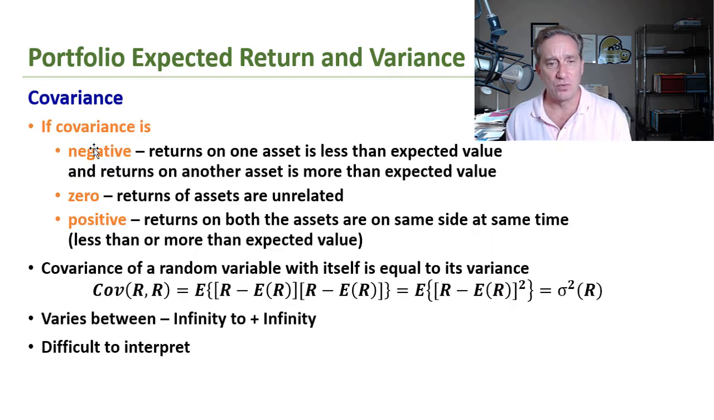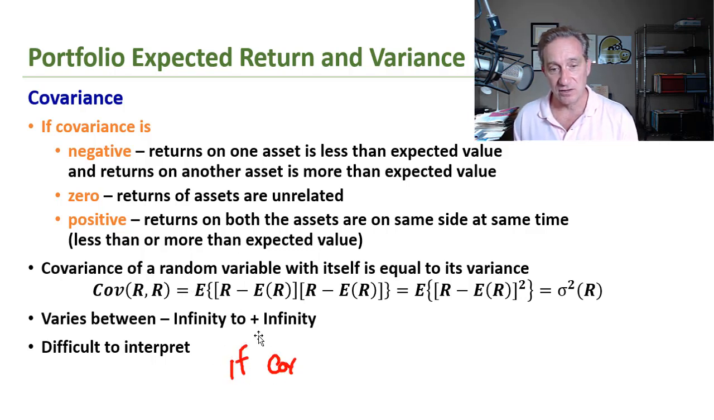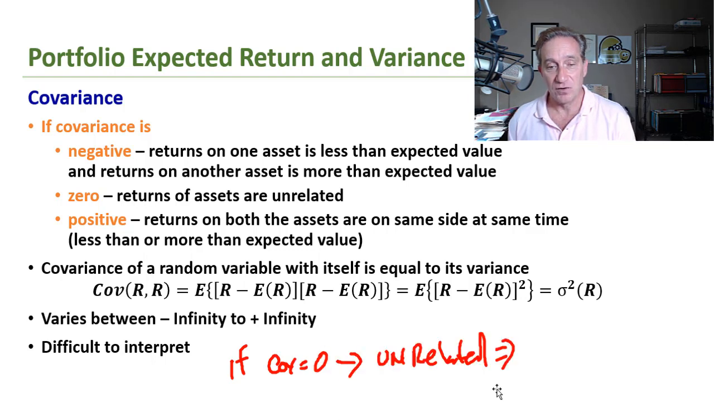And then so we have, if the covariance is negative, the return on one asset is less than expected value, and the return on another asset is more than the expected value. That's the implication. If the covariance is 0, then the returns are unrelated. And then it's worth hovering on a point here, that covariance and correlation are measures of linear dependence. So if the covariance equals 0, be mindful of the fact that's a linear association. So we don't want to say that if the covariance is 0, that these are independent.